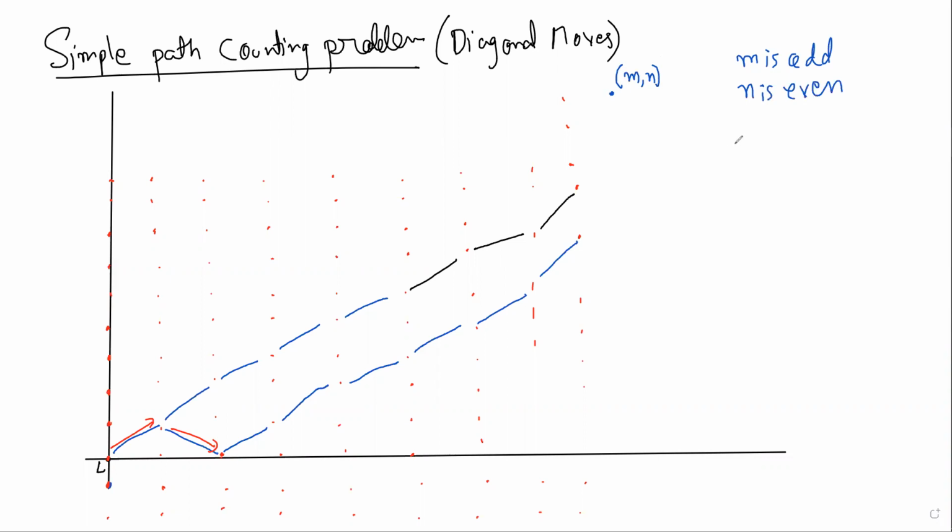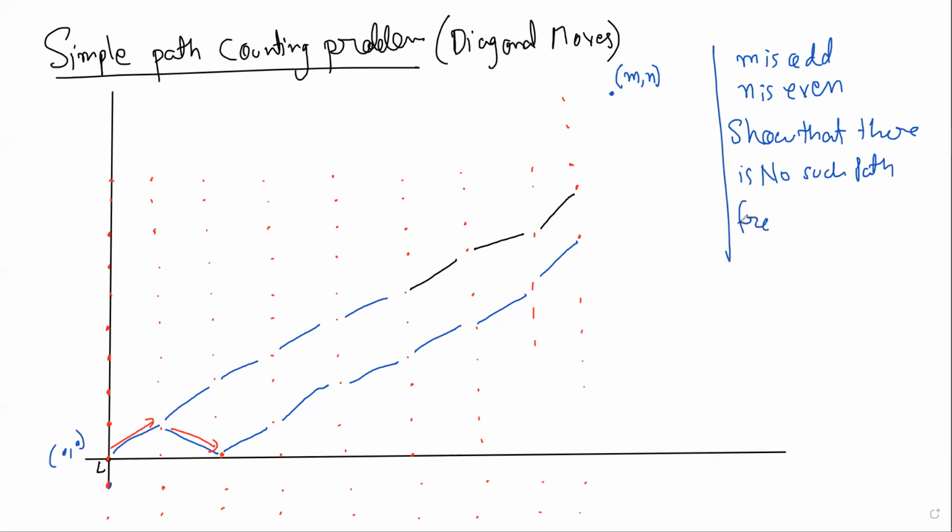Now you can take an example, you can put an example there, but I'm just doing this in general for a certain reason. M is odd and N is even. You want to start from the origin. So the question is as before: you want to start from the origin, use these diagonal moves and reach M comma N where M is odd and N is even. Now, you want to show that there is no such path, from 0 comma 0 to M comma N.